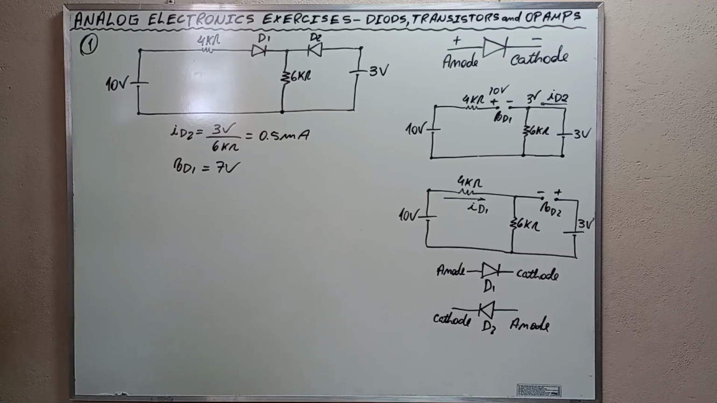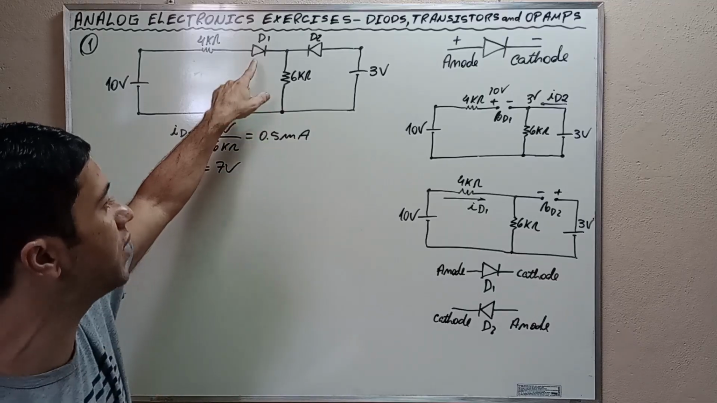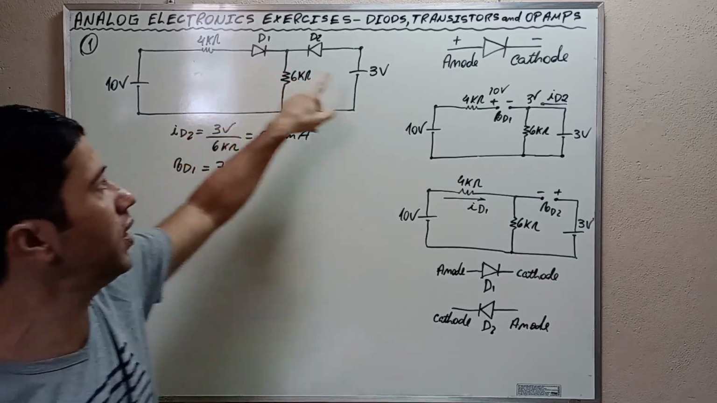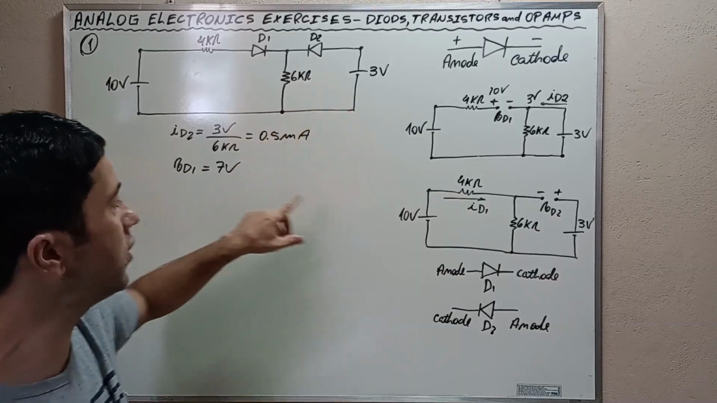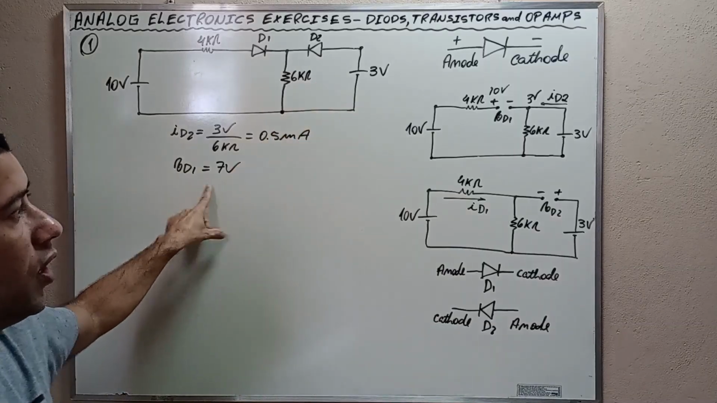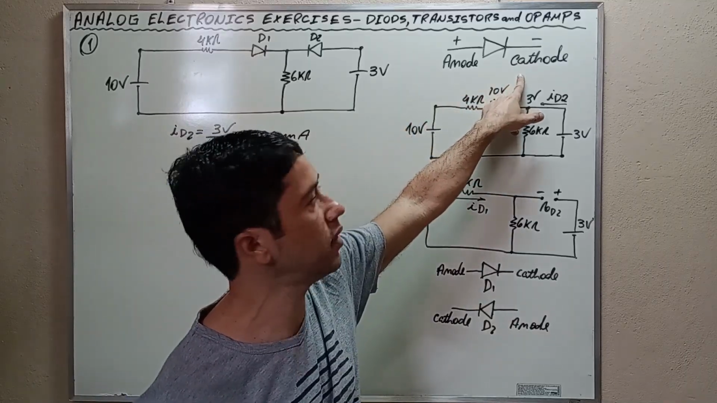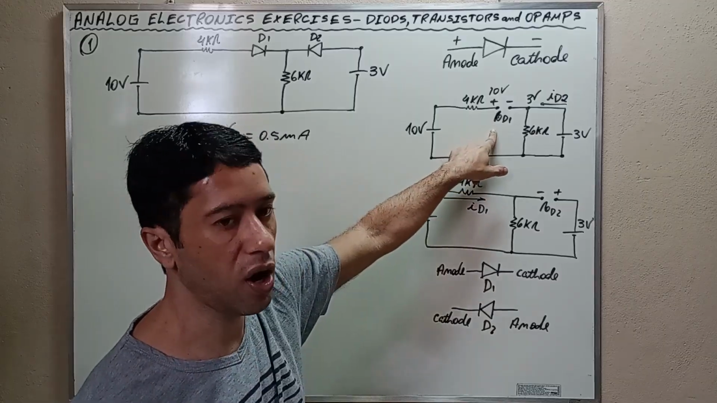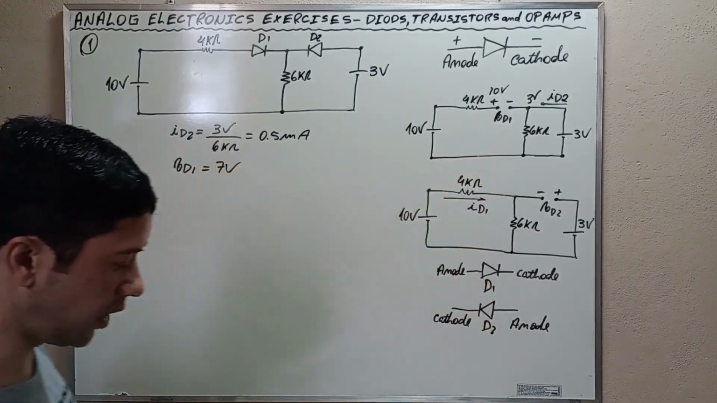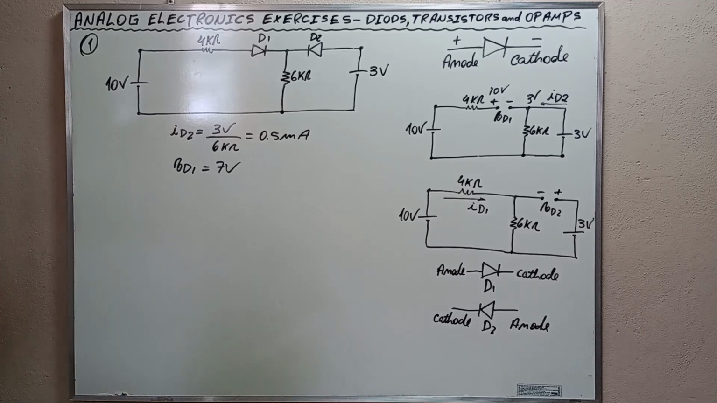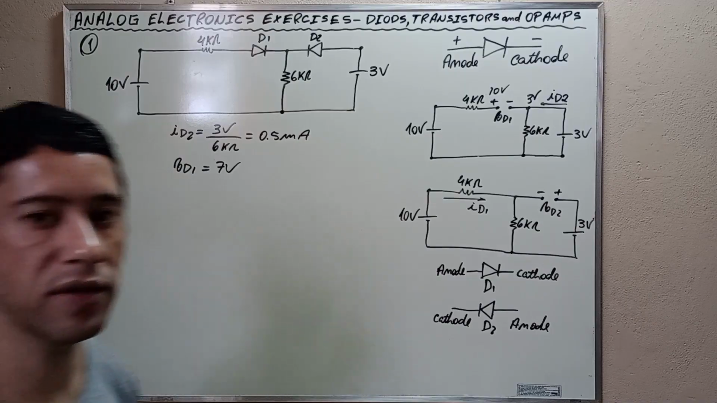Therefore, we must try another assumption. Firstly, we assumed that D1 was off and D2 was on. And we saw that there is this inconsistency here because the anode of D1 is higher in potential than its cathode. Then it is not off, it is on. Okay? Then we are going to have to assume another situation to see whether the diode D2 is off and the diode D1 is on.